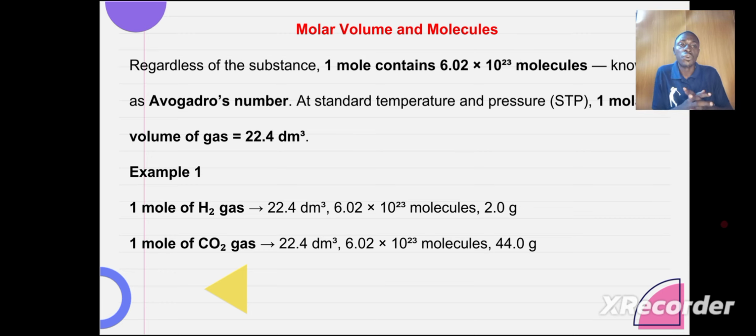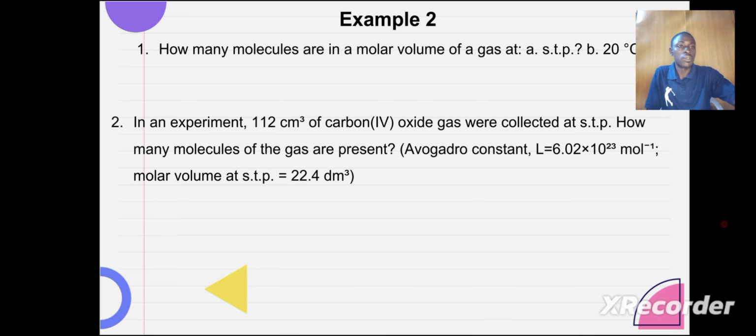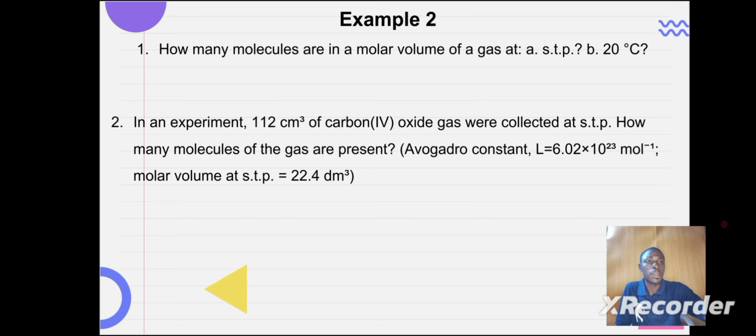The same applies for hydrogen. 1 mole of hydrogen has a molar mass of 2 grams. And then we could say that 2 grams of hydrogen has 6.02 times 10 to the power 23 molecules and occupies a volume of 22.4 liters, or dm cube as the case may be. Okay, so let's look at these questions together.